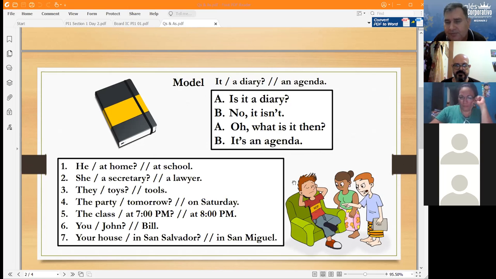We need another. We have one volunteer. Me, teacher. Okay, we have two volunteers. The first asks, the second answers. Okay, begin. Is the class at 7 p.m.? No, it is not. It's at 8 p.m. Oh, okay, perfect. Only that we had the second question: what time is the class? It's at 8 p.m. Excellent.